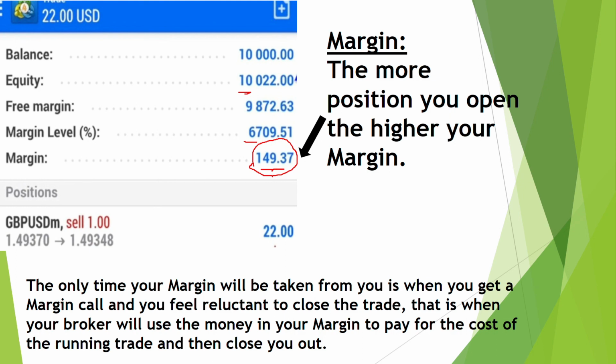Please, when trading, keep your eyes on your equity, free margin and margin level. The reason why you have to keep your eyes on free margin is so that you know the amount you have left to place more orders if you feel like, okay, let me still enter this trade on that same pair. That's why you have to keep your eyes on free margin.